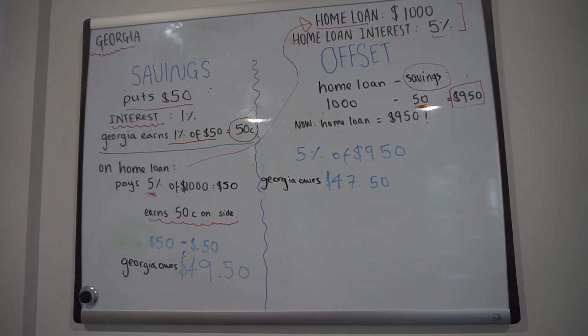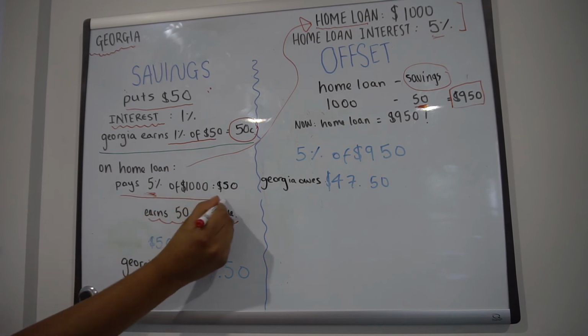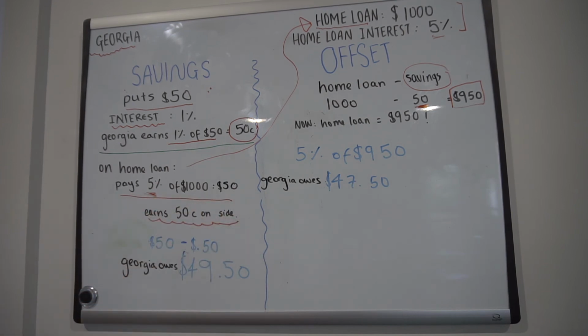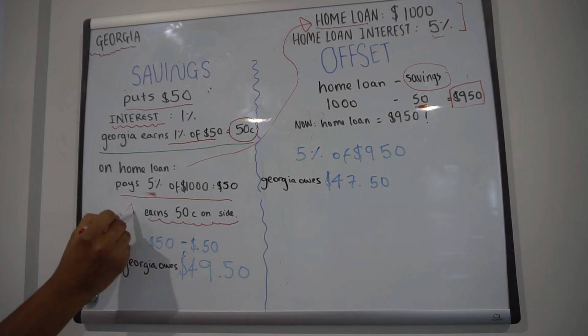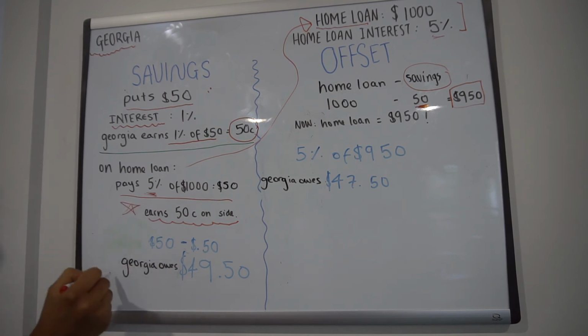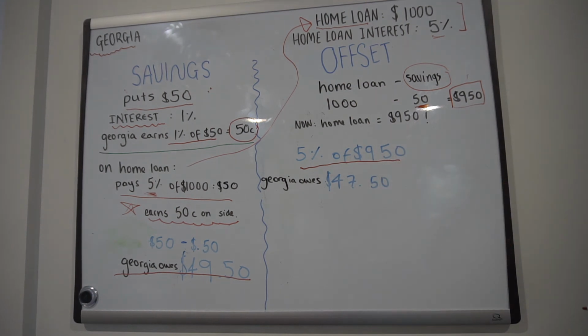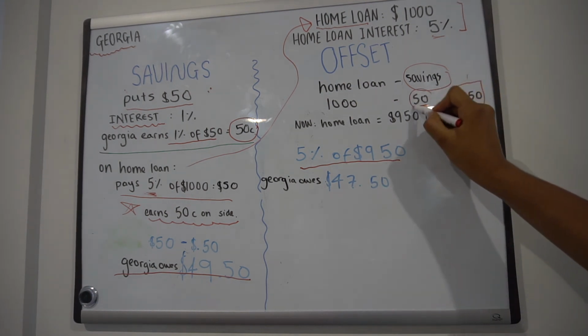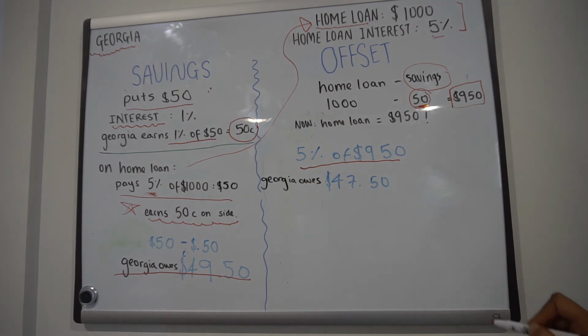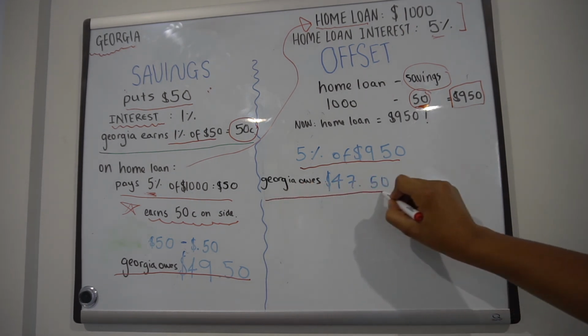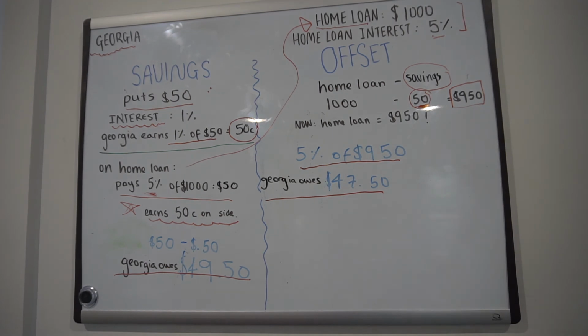In the savings account, Georgia will be paying 5% of $1,000, which is $50. But remember, she earned 50 cents from the savings which she put into her savings account, giving her a net loss of $49.50. In the offset account, Georgia will be paying 5% of $950, as I said before, because the $50 she earned can be subtracted from the $1,000. That gives you $47.50. Now, that's a $2 difference. When you take realistic figures, the difference between the amounts in the offset and savings accounts will be in the thousands. So, there's your first benefit.